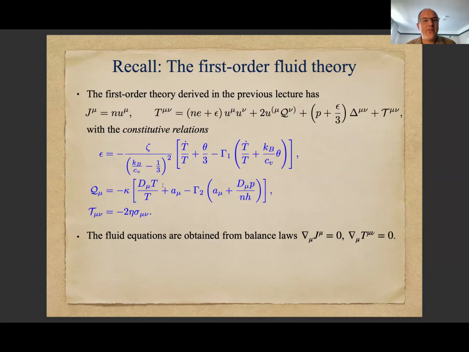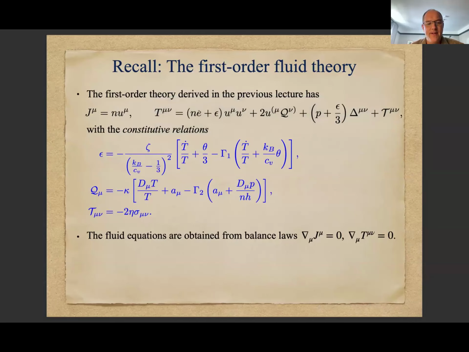So the first order theory that we derived in the last lectures is the following one. It's described by the balance laws. The divergence of J^μ is zero, the divergence of T^μν is zero. T^μν is the stress energy tensor, which is symmetric. J^μ is a current density, which is future directed time-like, so you can always decompose it with a unit time-like vector field U and the norm n, which is the particle density. And then T^μν you can always decompose in this way.